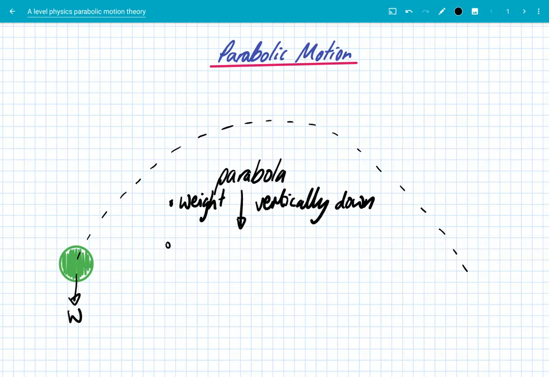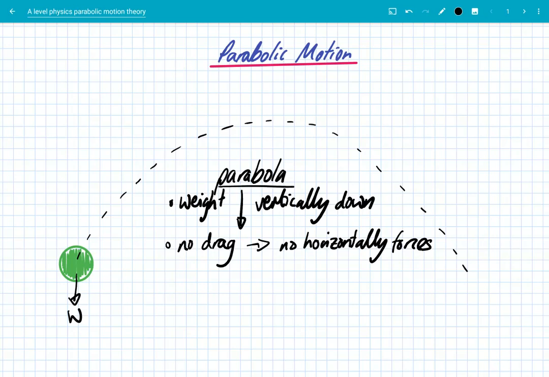We're going to ignore drag. We're going to say there's no drag or air resistance. Therefore, there's no horizontal forces. And this is really important because it simplifies our problem. And it means that we can assume that the horizontal speed is actually going to be constant. The secret to understanding parabolic motion is understanding these two things: weight acts vertically down and there's no drag.